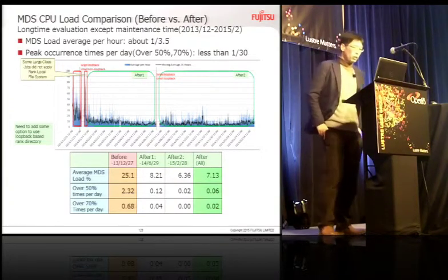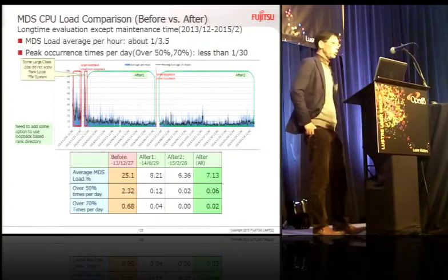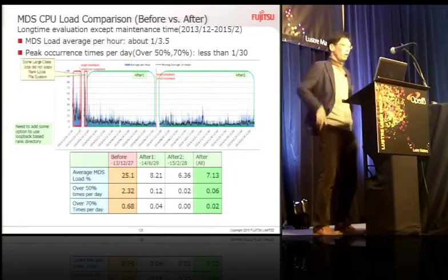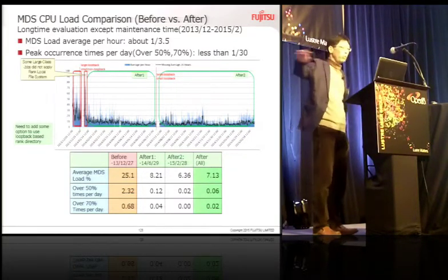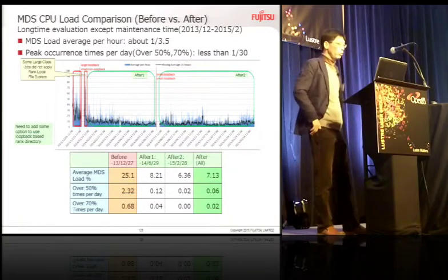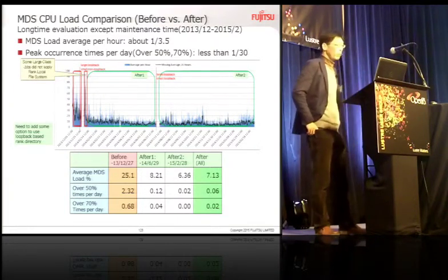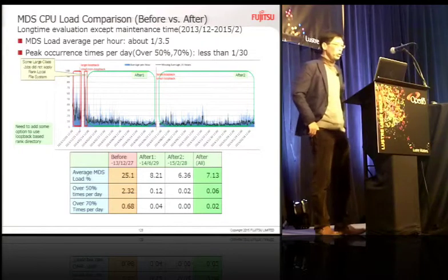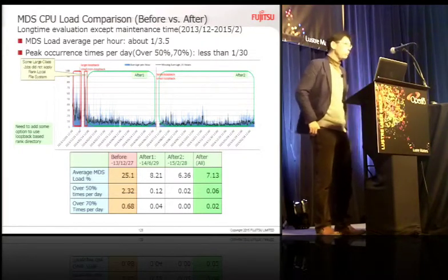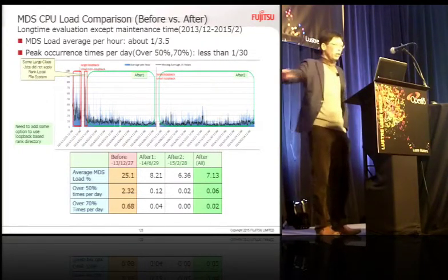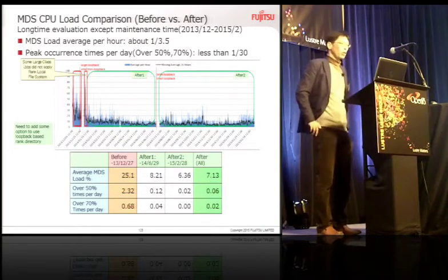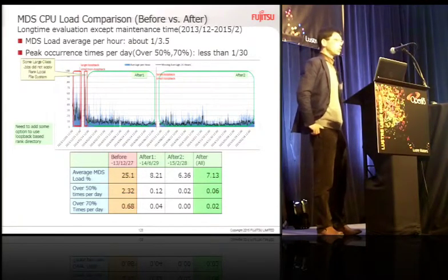In the before case, maybe 2 or 3 times per day it was over 50%, and over 70% was maybe once per 2 days. However, by introducing a Loopback file system, it dramatically goes down and relieves the metadata performance. It's less than 1/30.